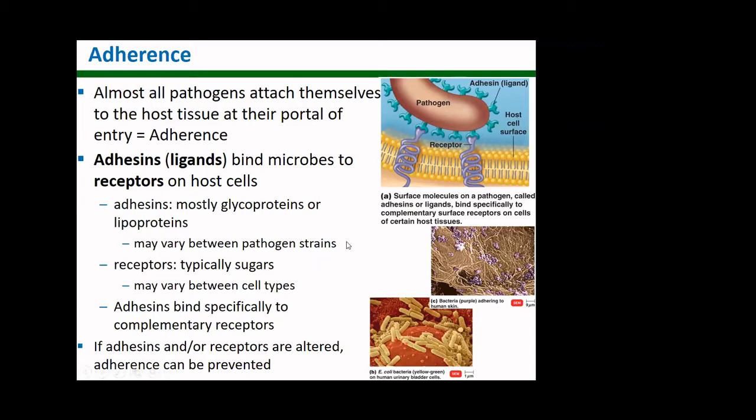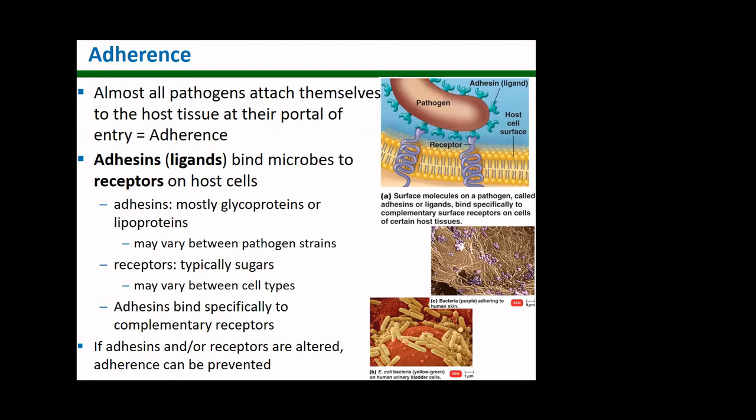Adhesins are mostly glycoproteins or lipoproteins. They vary widely between pathogen strains, but they're found on the surface of the cells. Receptors, same thing, a lot of carbohydrates. They vary between cells, but they're on the cell surface, right? And they will bind specifically.